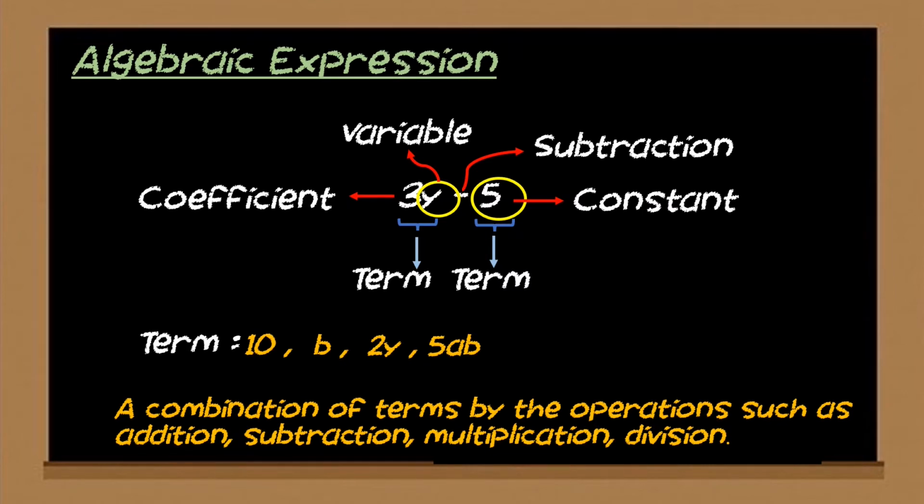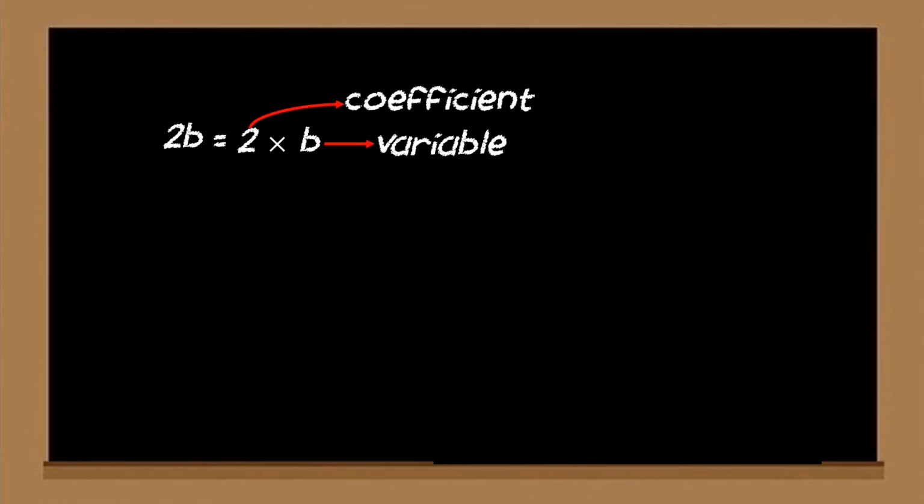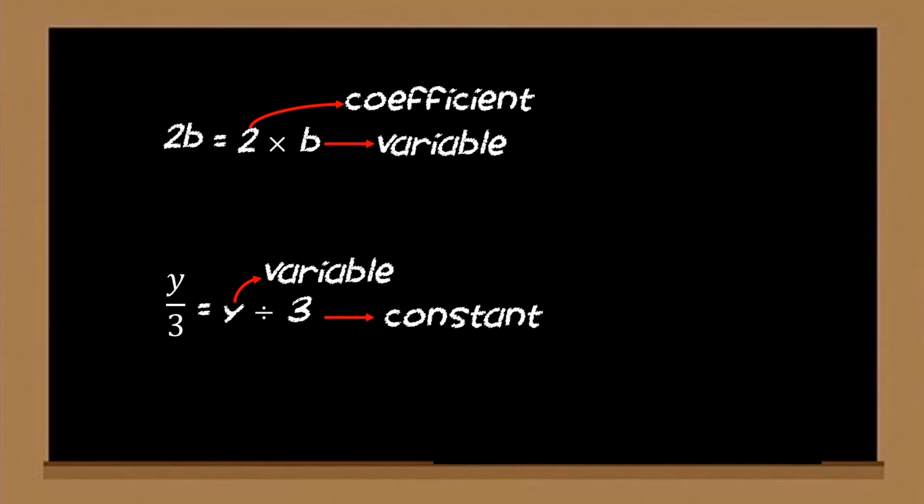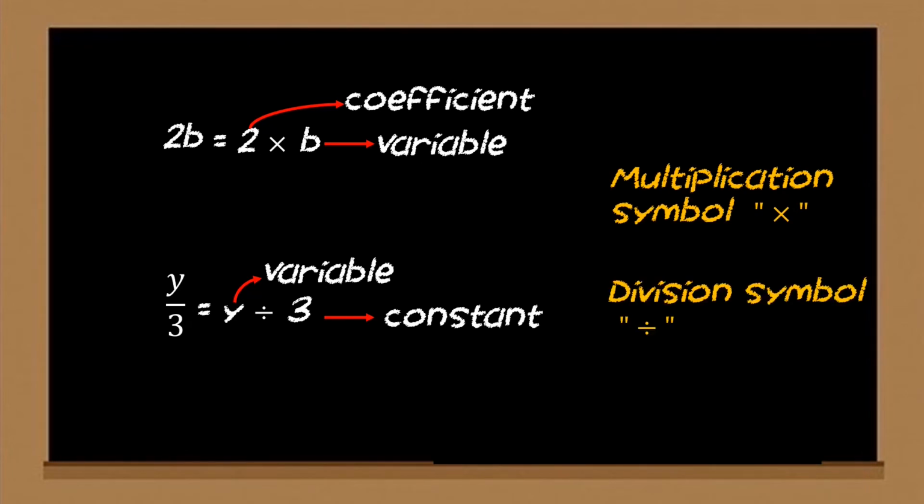Let us consider term 2b. 2b represents 2 into b. Here 2 is coefficient, and b is a variable. Let us consider a term y by 3, which means y divided by 3. Here y is a variable, and 3 is a constant. We must understand from these two terms that the multiplication operation and the division operation are not represented with their respective symbols.